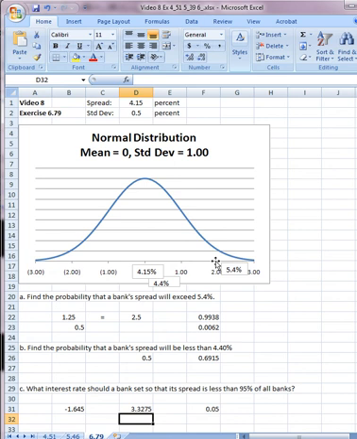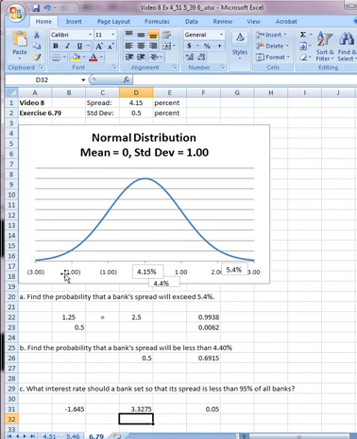Now, some people might say, wait a minute, Instructor John, what happened to the empirical rule? 95.44% of all values should be within 2 standard deviations of the mean, right? Well, this is 5%, and we're only 1.6 standard deviations. What's going on here? Well, the empirical rule says that yes, 95% of the values will fall within 2 standard deviations of the mean. But remember, that means that some of them are going to be greater and some will be less.